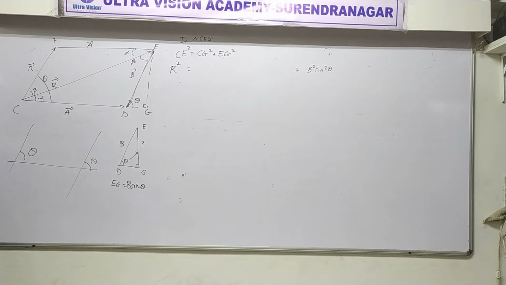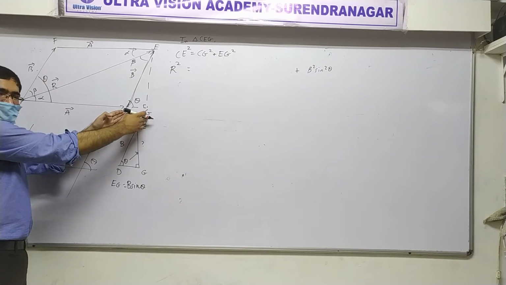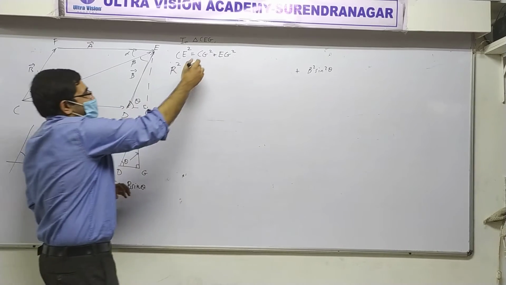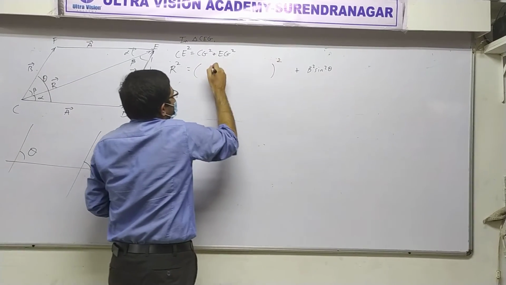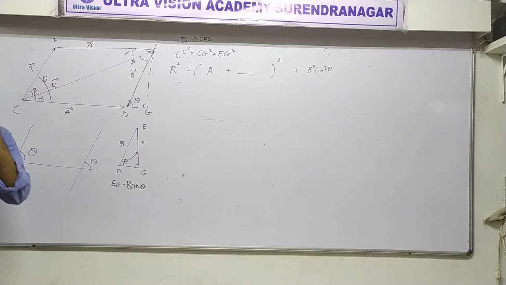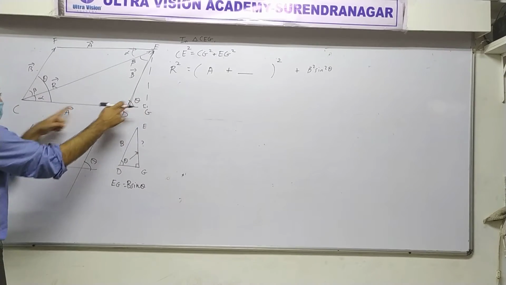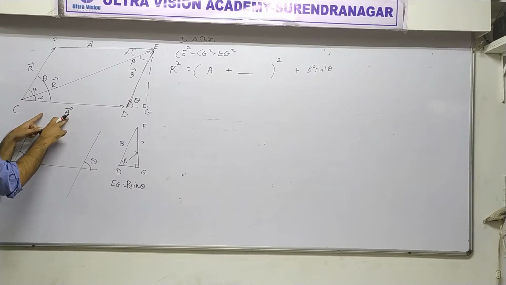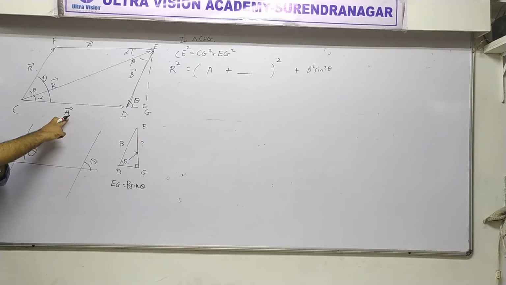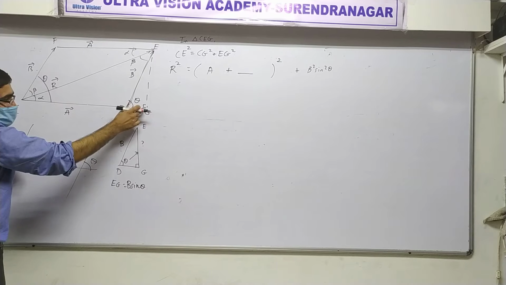CD. What is CD? Plus something. Correct or not? Yes. Okay, so I am going to write CG as A plus something. That something you have to find. I repeat, look at this, C to G. That is CD plus something, but CD is how much? A. Yes. Sure? Yes. So, you find out on this.